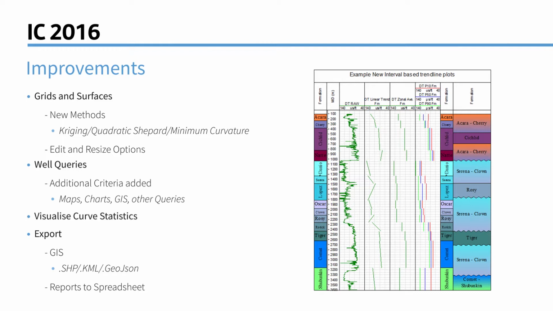We also added in the ability to export other data types, so you can now export GIS data to either shapefile, KML file, GeoJSON, and the reports inside IC can be exported to multiple formats, including text file or spreadsheet.